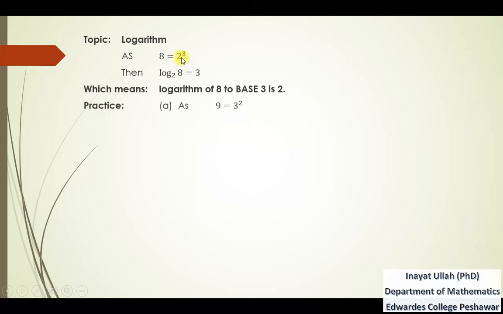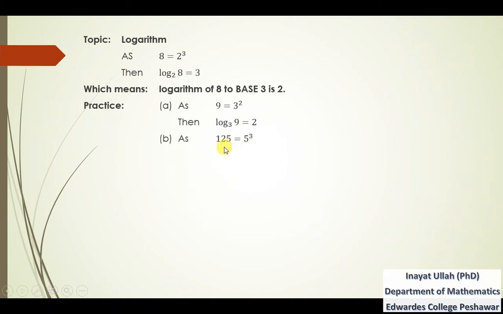Let us practice this. We know that 9 is equal to 3 square. 3 square is the exponential form of 9. How could we write this exponential form in logarithmic form? We should write log on this side, make this base 3 the base of the log, and leave this power 2 on that side. So that is log to the base 3 of 9 is equal to 2.